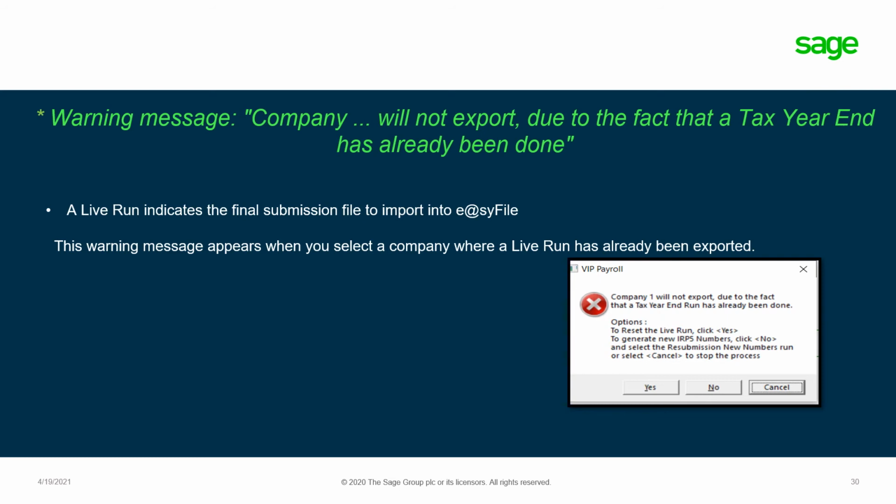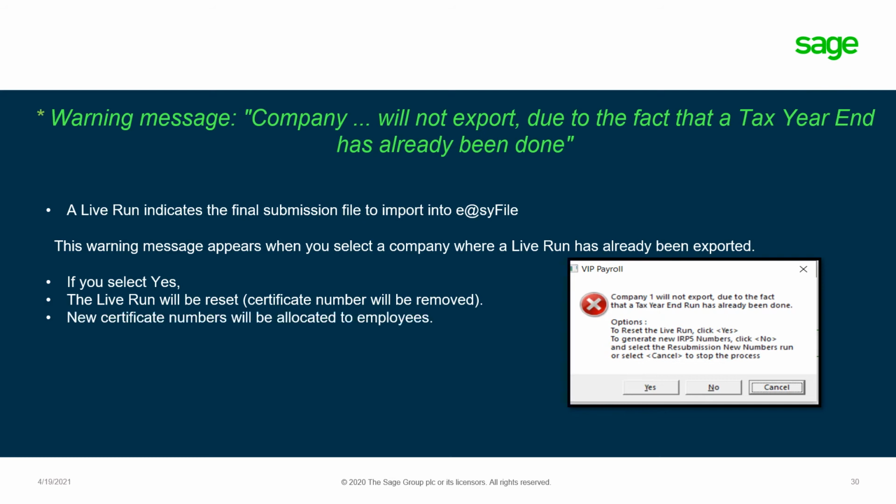You are prompted to select one of the options. To reset the live run, click Yes. The live run will reset. Certificate numbers will be removed. New certificate numbers will be allocated to the employees. Do not reset a live run if you already submitted your certificates to SARS, because otherwise a resubmission in SBCPP also needs to be done.